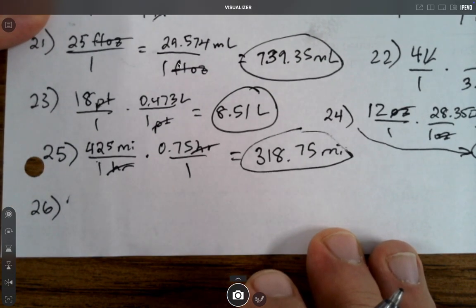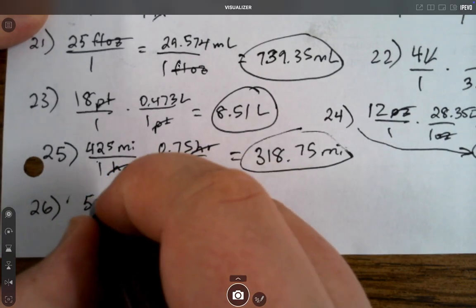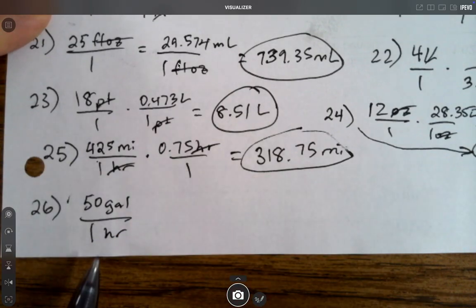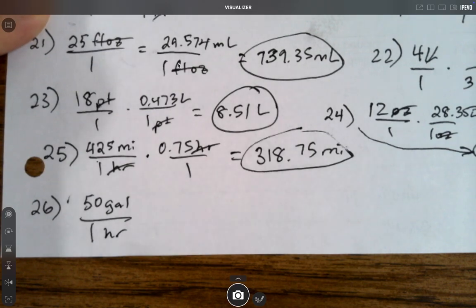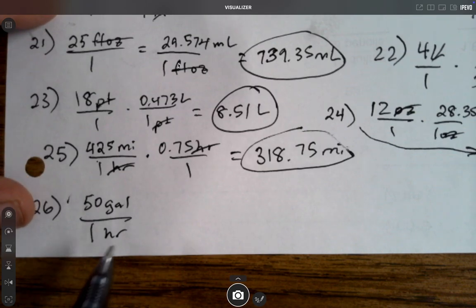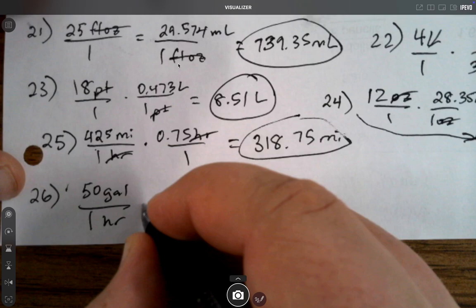Now 26, a swimming pool is being drained at a rate of 50 gallons per hour. So every hour, 50 gallons are drained. Now they want to know how many milliliters per second this is. Now you can convert gallons to milliliters first or hours to seconds first. It doesn't matter. I'm just going to choose to do time first.